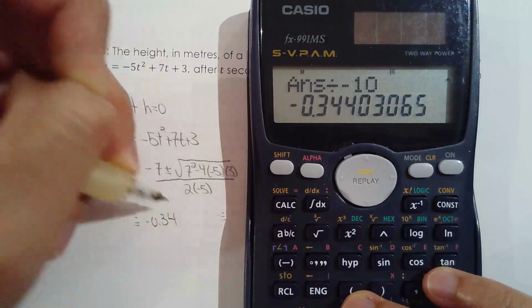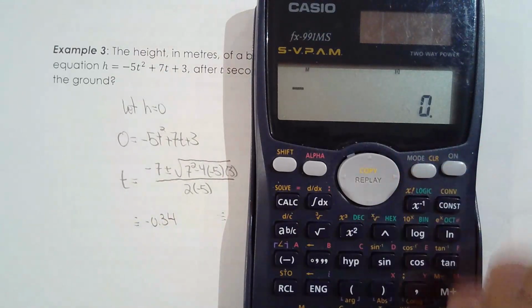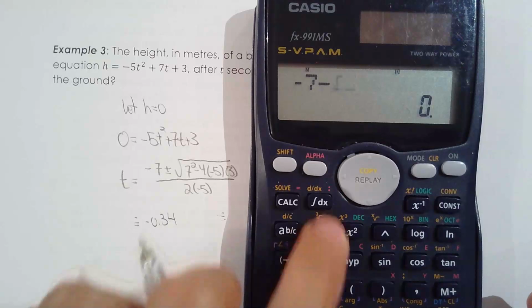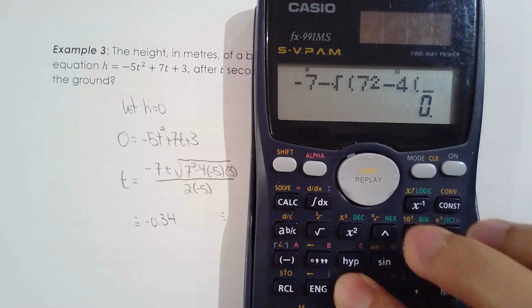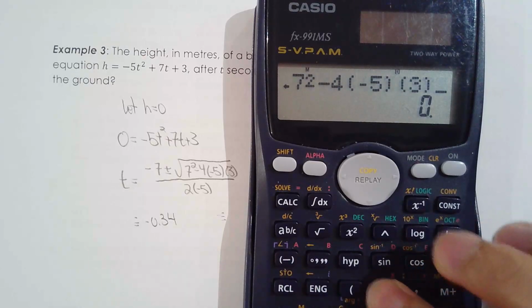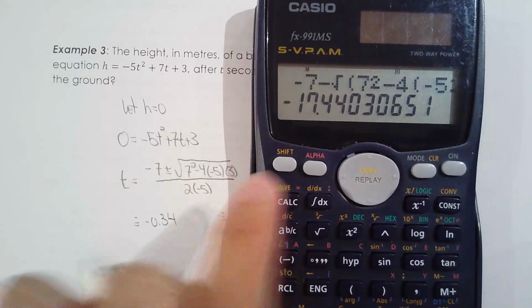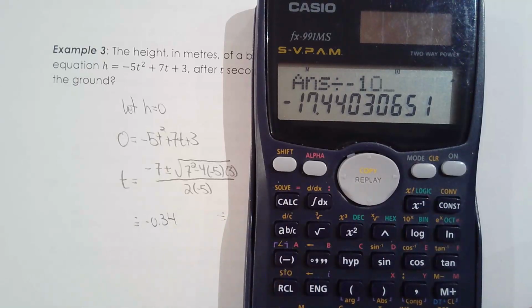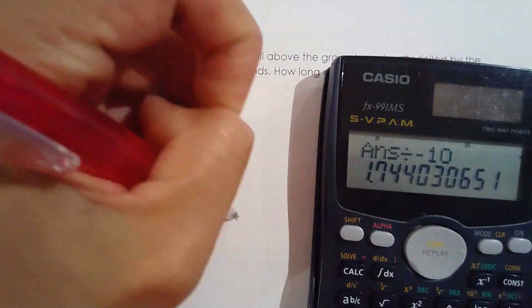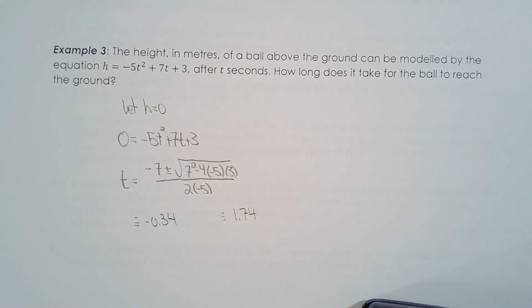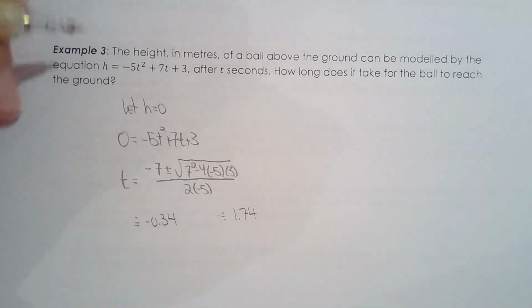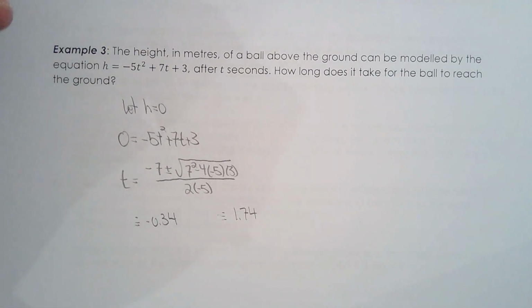Let's do 2 decimal places. And then let's do negative 7 minus the square root of 7 squared minus 4, negative 5, 3, close the bracket. So square root all that and divide by negative 10. And it's about 1.74 seconds. Okay, let me just triple check that real quick. Beautiful. All right.